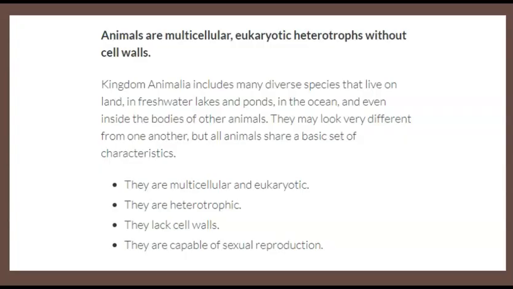And so, in conclusion, animals are multicellular, eukaryotic heterotrophs that don't have cell walls. Kingdom Animalia includes many diverse species that live on land, in freshwater lakes and ponds, in the ocean, and even inside the bodies of other animals. They may look very different from one another, but all animals share a basic set of characteristics. They are multicellular and eukaryotic. They are heterotrophic. They lack cell walls, and they are capable of sexual reproduction.